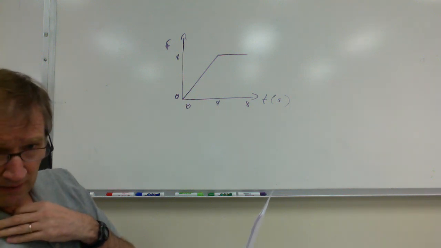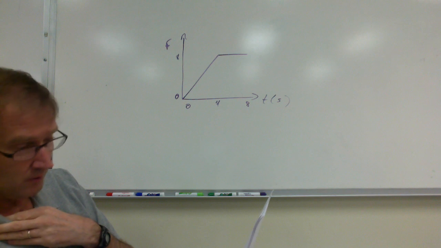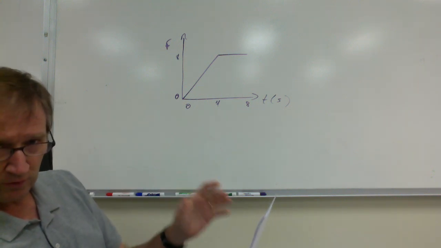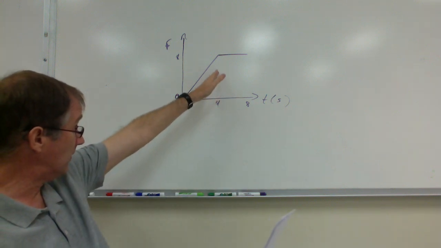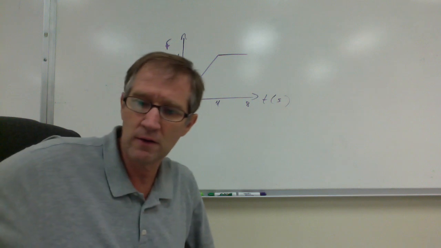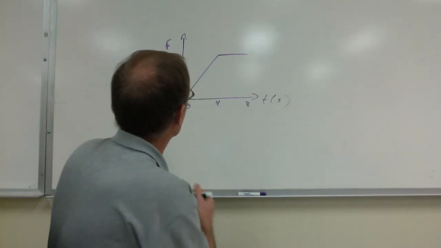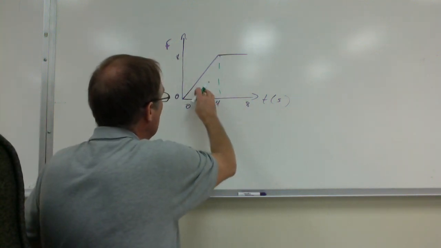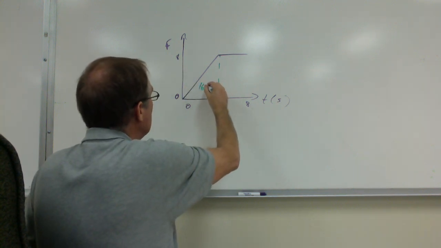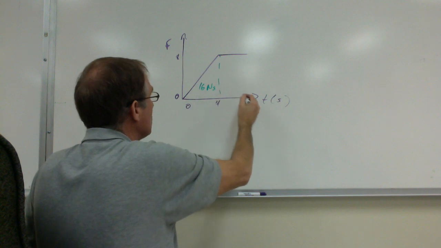For starters, if anybody ever gives you a force-time graph, area is impulse. That's what you do with it. Find the area of the triangle plus the area of the rectangle in this case. Area of the triangle is a half of 4, which is 2, times 8 is 16 newton seconds, or kilogram meter per second.